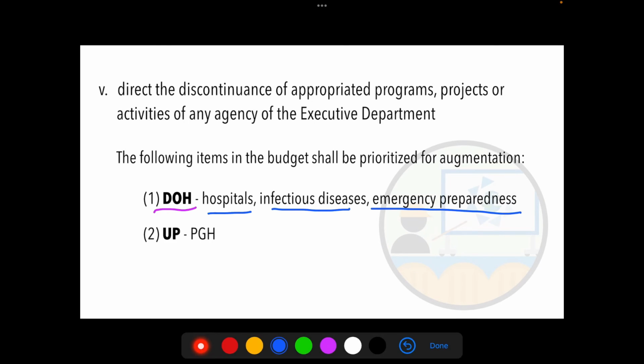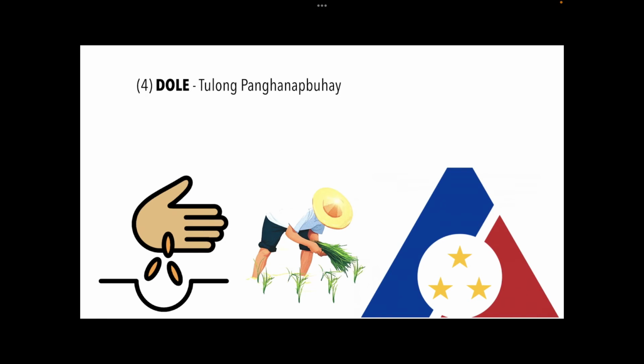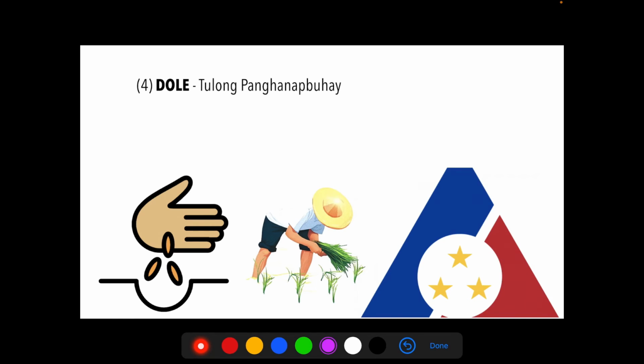How about for the University of the Philippines? So it includes the operational budget for the PGH or Philippine General Hospital. Next one, the National Disaster Risk Reduction Fund or the Calamity Fund. Next, for the Department of Labor and Employment, so we have this tulong panghanap buhay sa ating disadvantaged or displaced workers, and also the COVID-19 Adjustment Measures Program. So that's tulong panghanap buhay and also the COVID Adjustment Measures Program, so the CAMP.